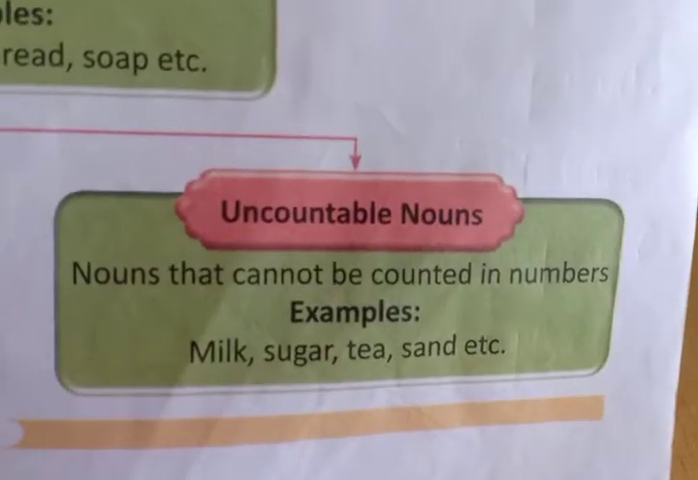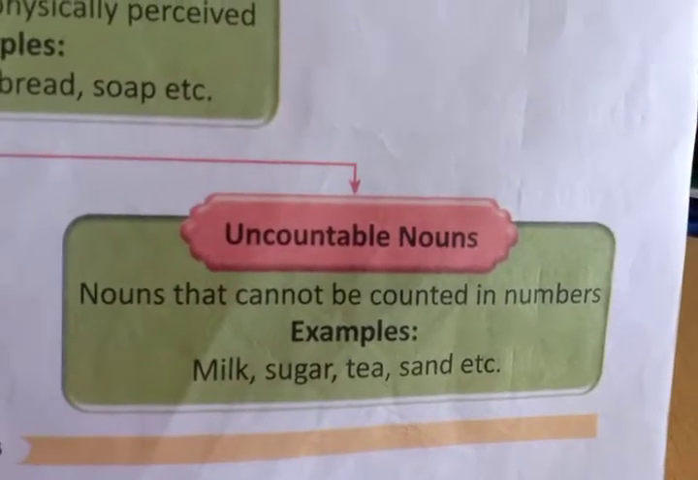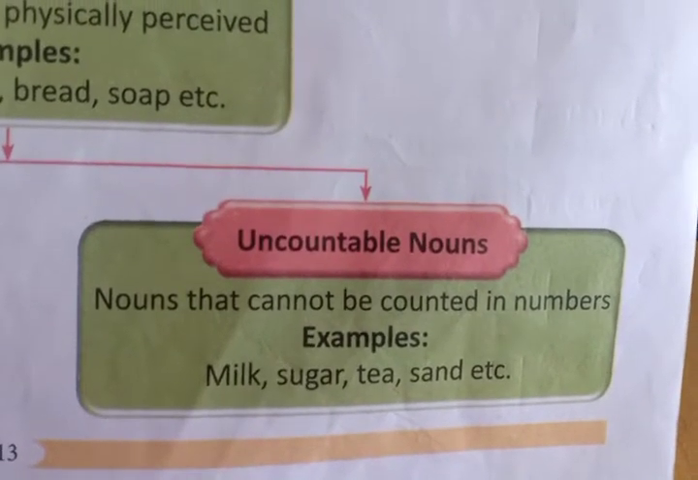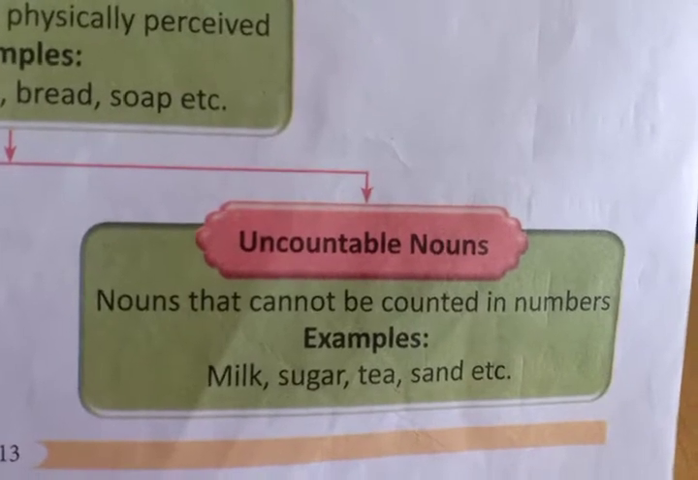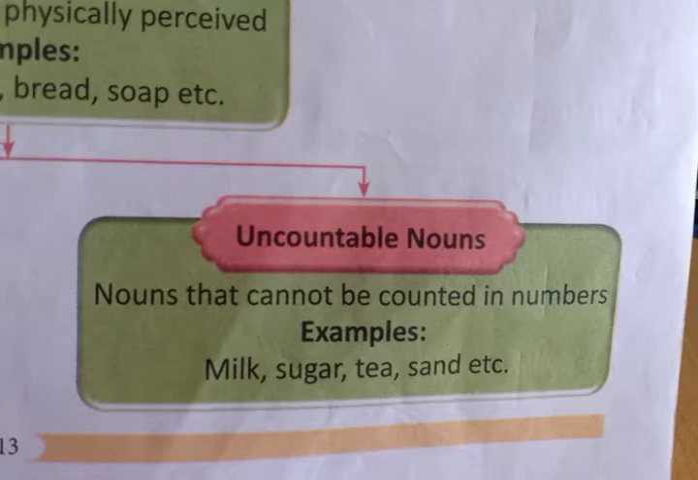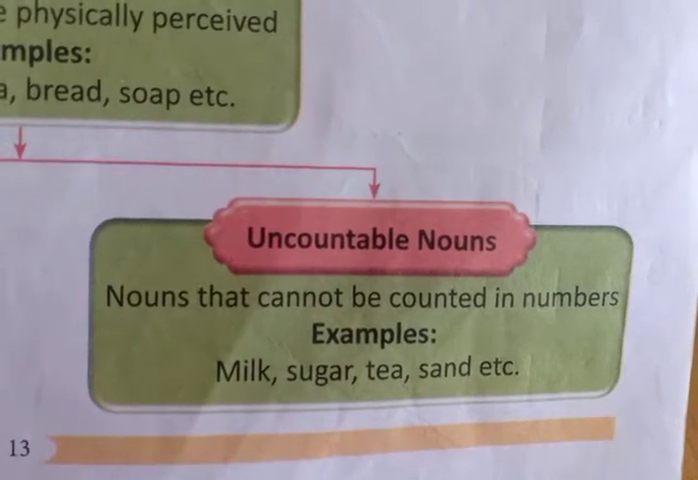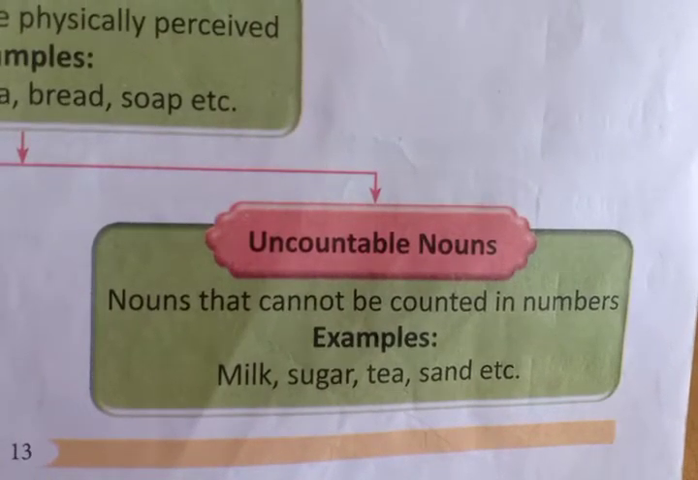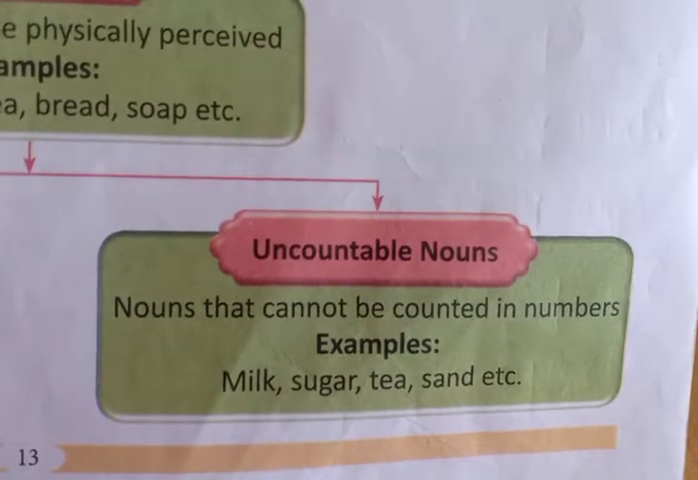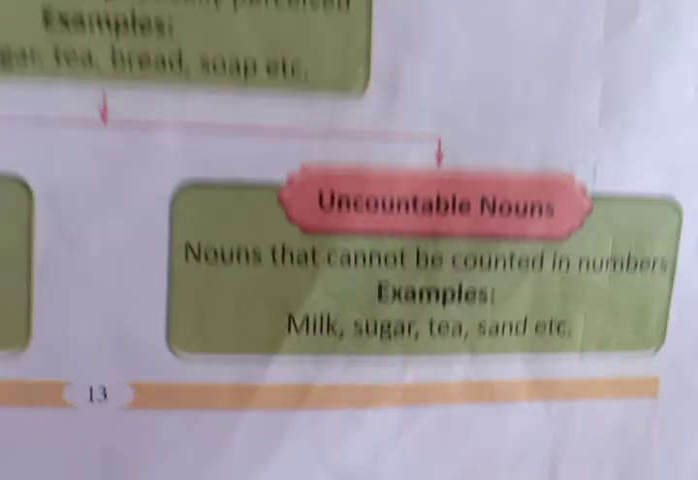Next, uncountable. That means just opposite of countable. The nouns or the things which come under this cannot be counted. Nouns that cannot be counted in numbers. For example, milk, sugar, tea, sand. Suppose, let us say milk. We cannot say 1 milk, 2 milk, 3 milk. We have it in a certain amount. So this cannot be counted. Let us proceed to the next page.